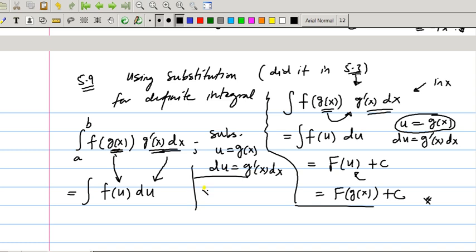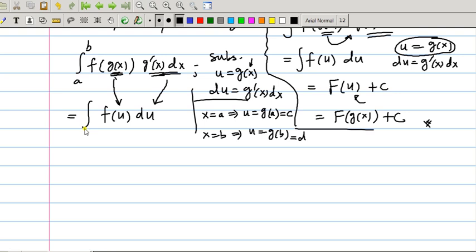So what we do, I will replace x is equal to a. So u will become g of a. I will replace the value of x here. When x is b, my u is g of b. Right? So let's say this new number is c and this new number is d, because g of a and g of b are numbers. So we will replace this with c to d. Because this is x and we had the limits of x, a to b. And now we have u, so you should have the limits of u. u is from c to d. So I will change the limits.